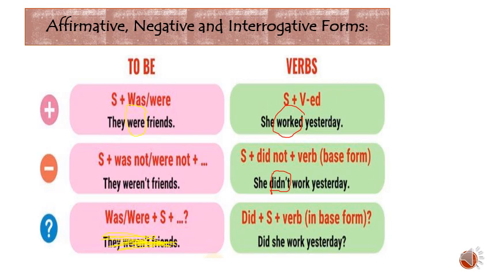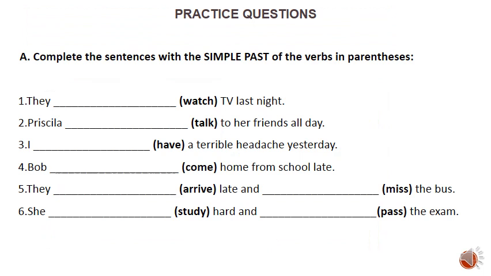So she didn't work yesterday. And of course, you start your question with did. Did she work yesterday? As you can see, work here, it came back to its base form because we have did. So when we have did, the verb takes its base form again. Let's practice. We have to change these verbs into the simple past.